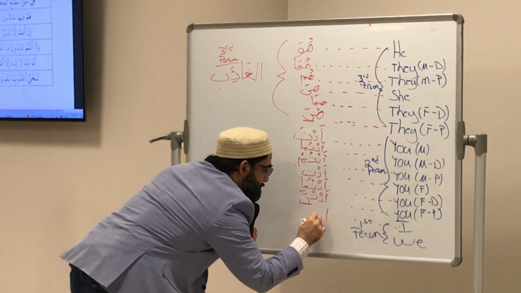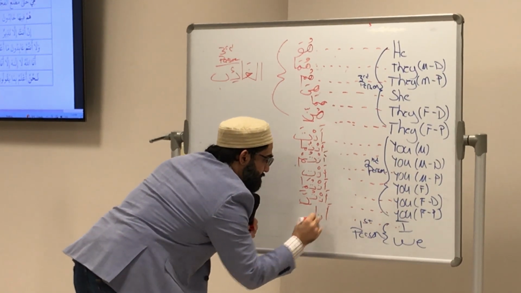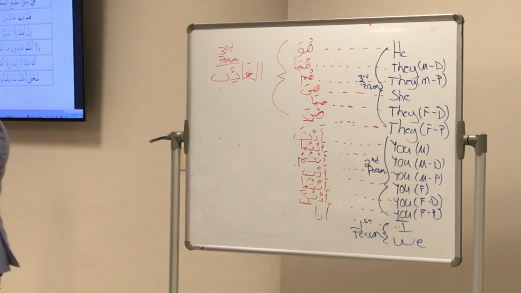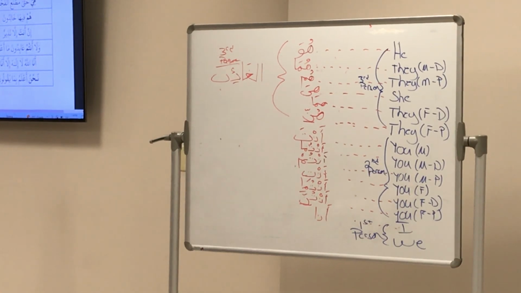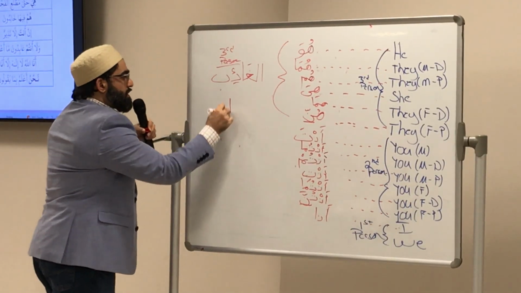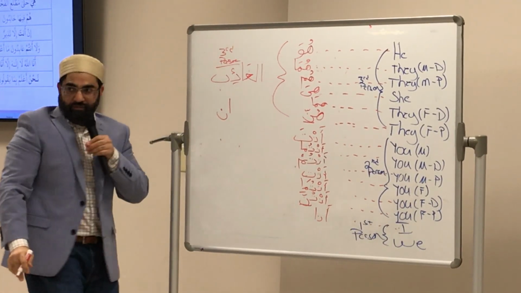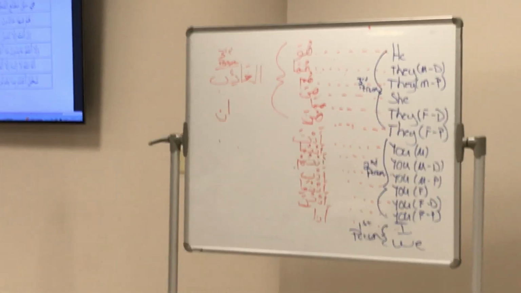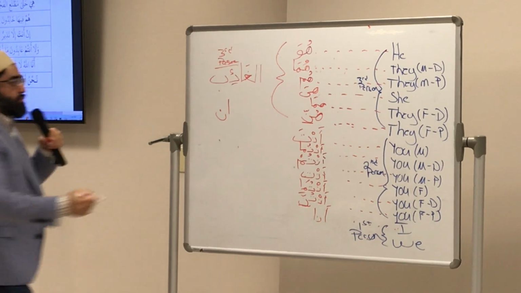Ana. Now when you see this ana, okay, it has an alif there. We don't pronounce the alif, right? If you were to pronounce the alif, it would be ana, right? But we don't pronounce the alif. There's a reason for that. In the Arabic language, there's a lot of words that look like this: in, an, anna, inna, right? There's too many words that look like this.